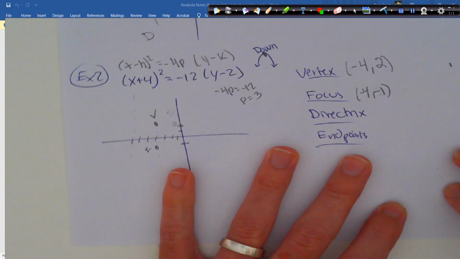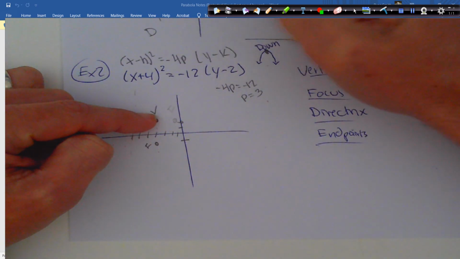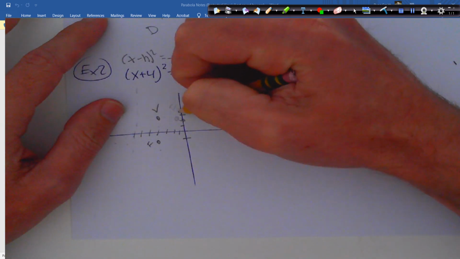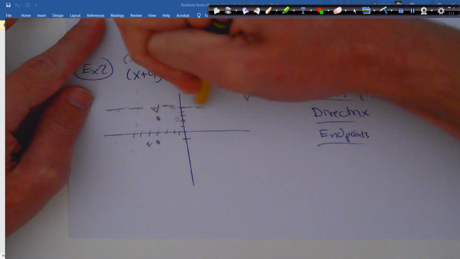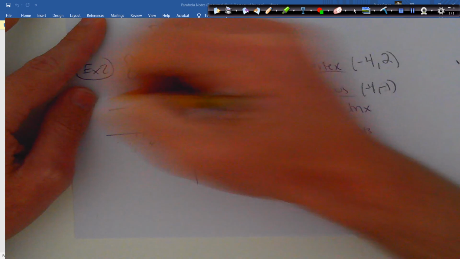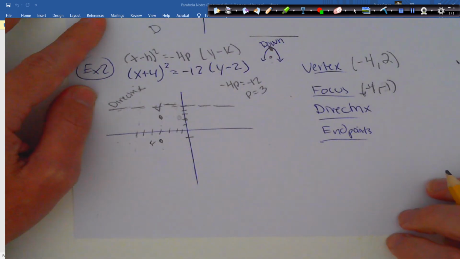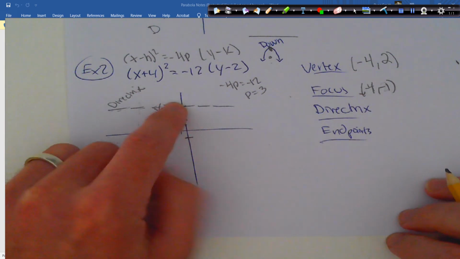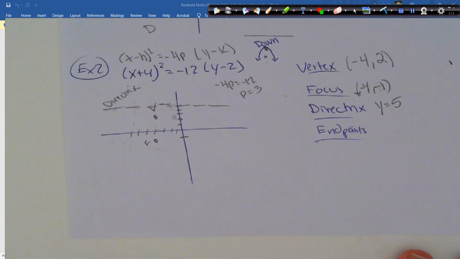Okay. Then I find my directrix is going to be above that. So it's a line like that, and the focus is right there. So we're going to go up 1, 2, 3, and there's my directrix right through there. That is going through a y value. So we're at 1, 2, 3, 4, 5, so this is y equals 5. So that's the line y equals 5.